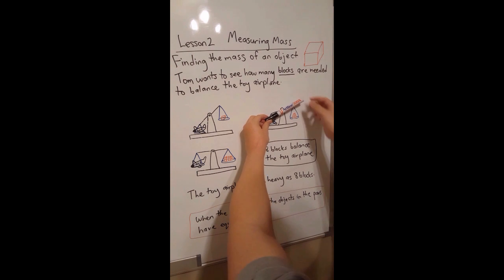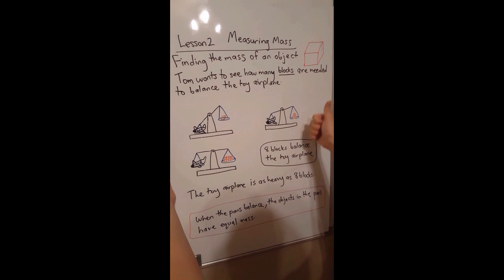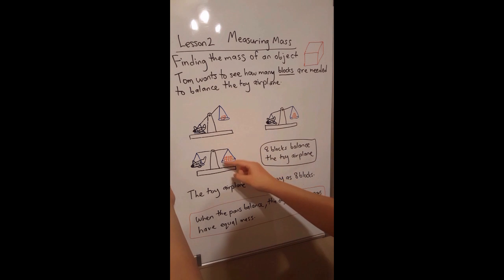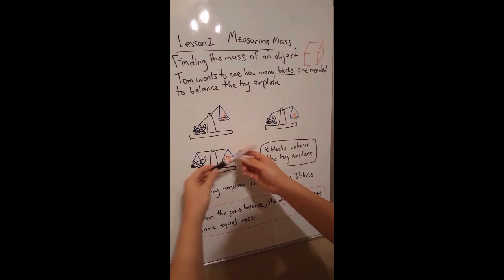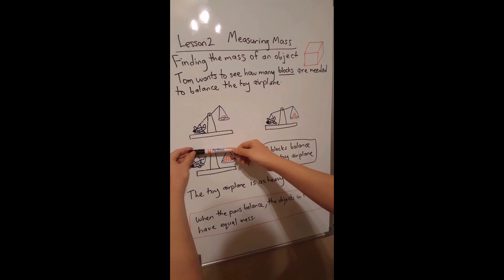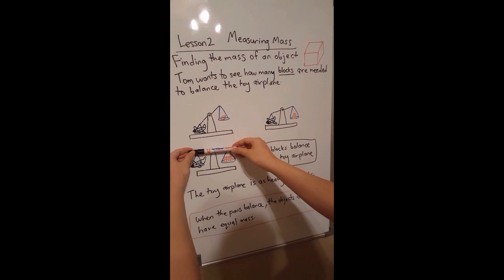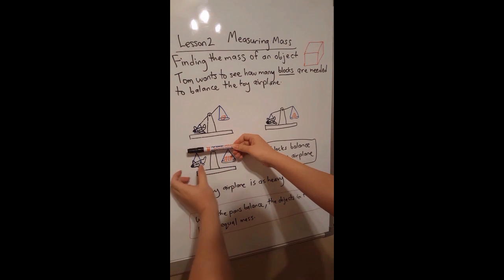So what we need to do is add 3 more blocks. So we have 5 blocks here. We add 3 more blocks, 6, 7, 8. So we have a total of 8 blocks. Now, with 8 blocks, we are able to tilt the balance and make the scale on both sides equal.